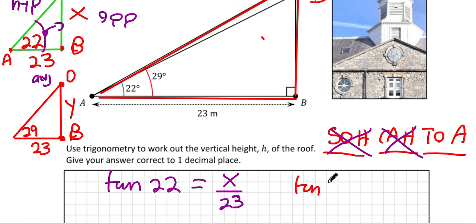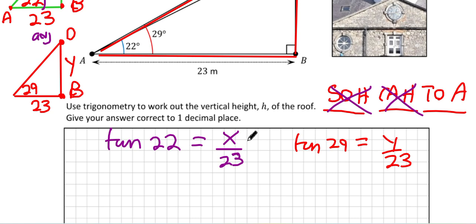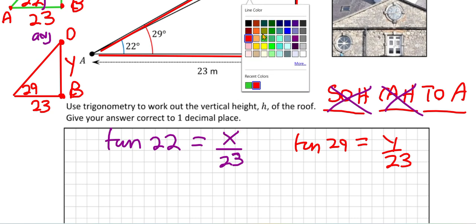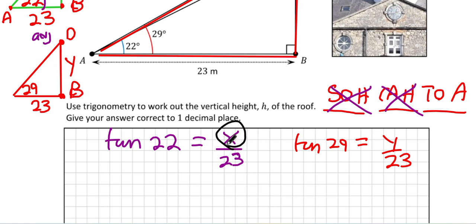Tan 29 equals... Tan 29 is what, guys? Y over 23. Now, the goal of the question is to get the X on its own, and you want to get the Y on its own. How'd you do that? The X on its own and the Y on its own.